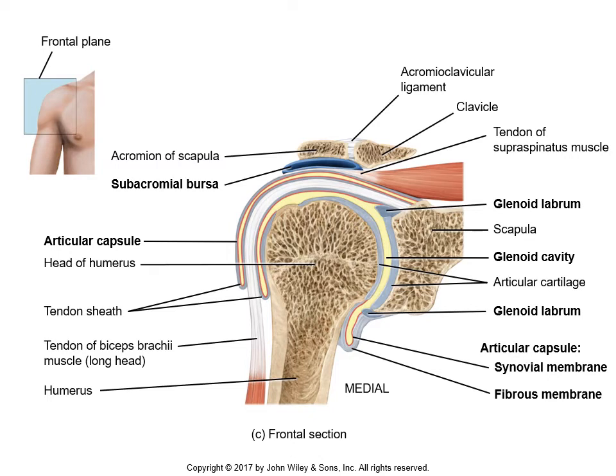Here, a great image of the acromioclavicular joint. Right here is that acromioclavicular joint. This is a joint I mentioned if somebody has, let's say, an AC joint separation or a shoulder separation. This is the joint that we're talking about right there.